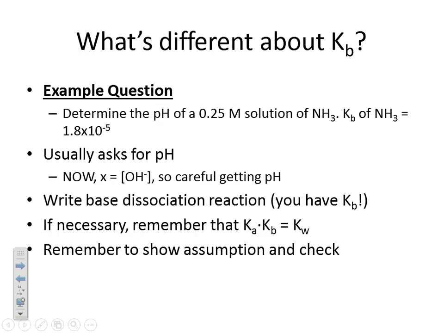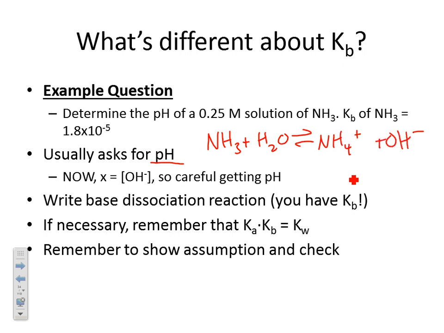Kb problem. What's different about Kb? Again, read the problem. Determine the pH of a 0.25 molar solution of ammonia, and then they give you a Kb value. And I always find it interesting that the Kb for ammonia is actually the same value as the Ka for acetic acid, because I'm a nerd that way. Now, again, we're asking for pH, but this is a base dissociation problem. So the reaction that you're writing, right, NH3 plus H2O yields NH4+ plus OH-, because this is base dissociation.